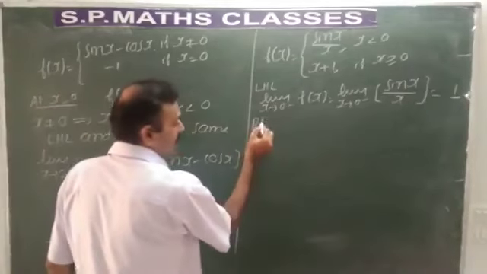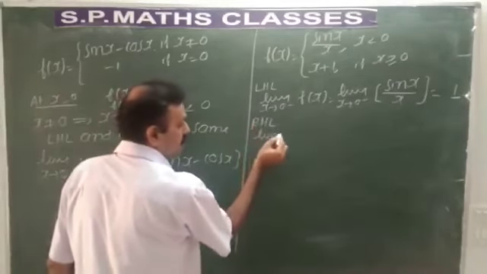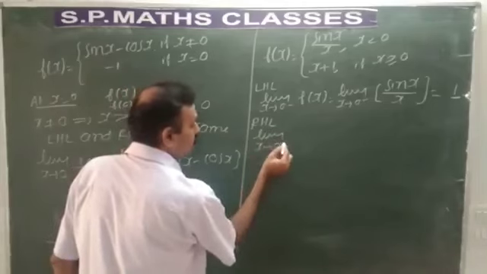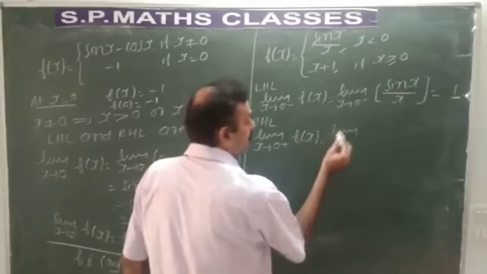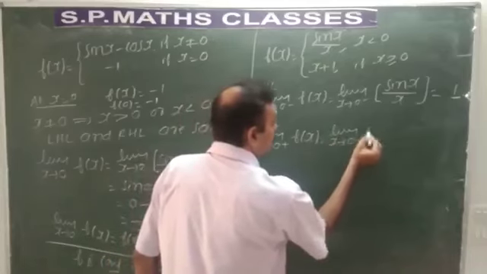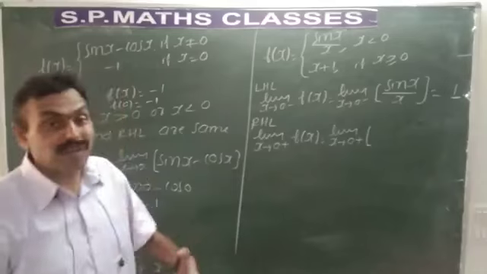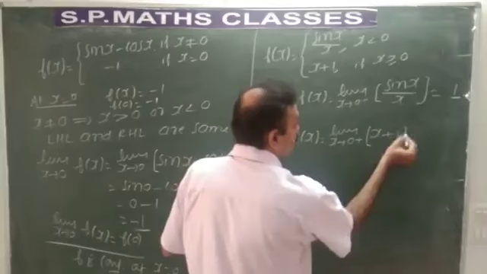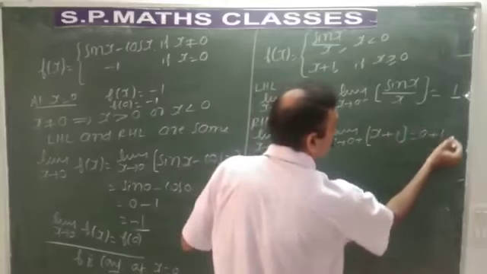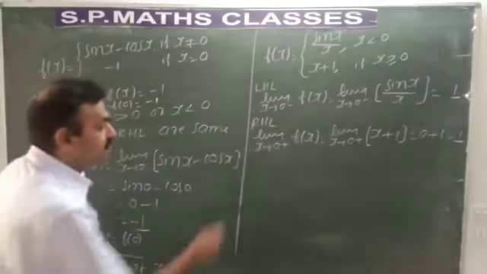Let us take right hand limit. Limit as x tends to 0 plus f of x. Limit as x tends to 0 plus, which is the function defined for greater than 0? For greater than 0, function defined is x plus 1. If you apply the limit, 0 plus 1, it is equal to 1.